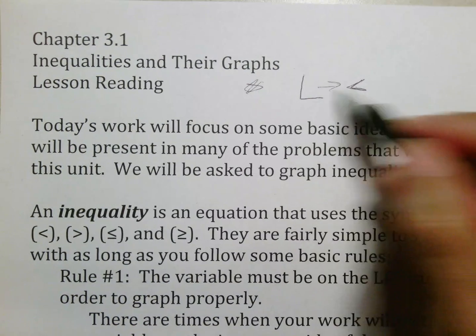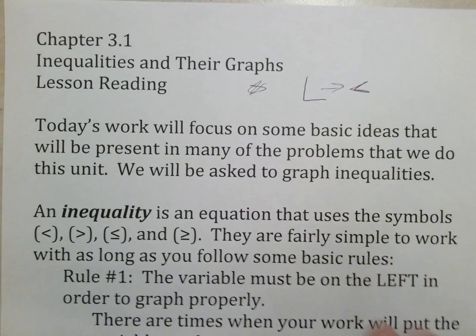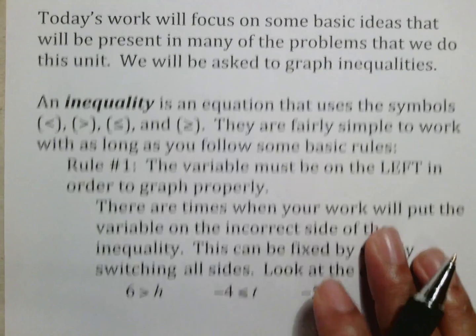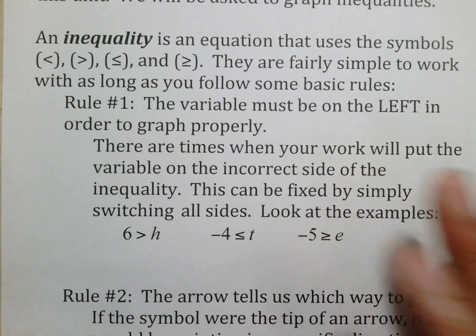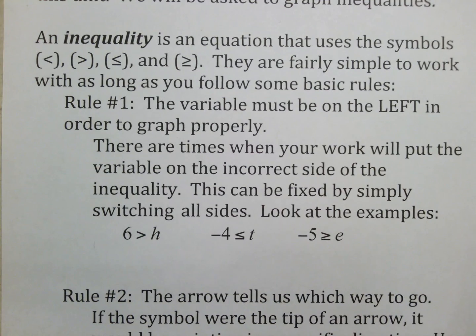And so less than kind of looks like the bent L is how I remember it. They are fairly simple to work with as long as you follow some basic rules. Rule number 1 in this unit is that the variable must be on the left in order to graph properly. There are times when your work is going to put the variable on the incorrect side. This can be fixed by simply switching all the sides. Look at the examples here.